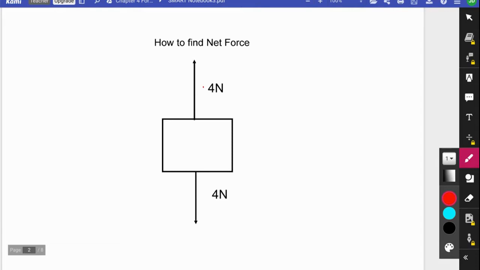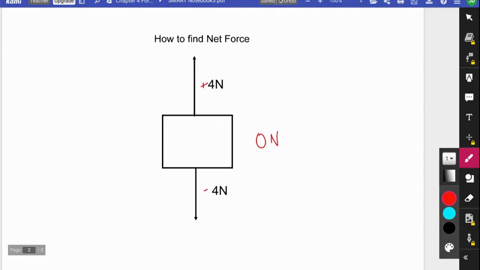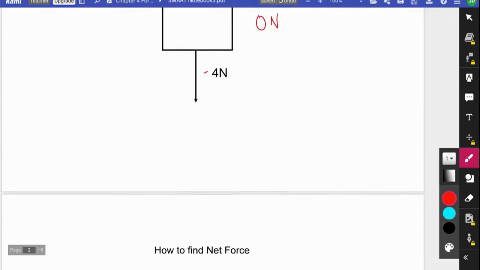So here we have basically 4 newtons to the north. We would say that is positive 4 newtons because it's going up. We denote that as positive. And that would be a negative 4 newtons going down. So the overall net force would be 0 newtons. That's the basis for finding net force.